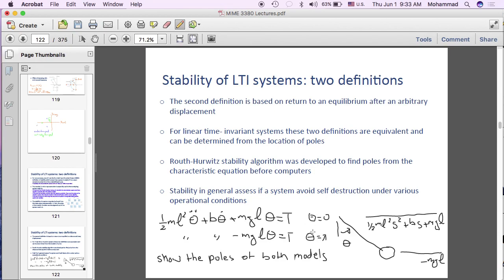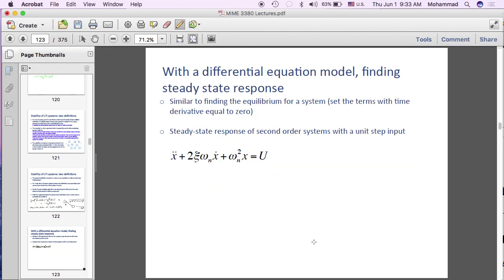So stable, unstable. If we do the calculation correctly, for the unstable system we will find a pole that has a positive real part, and that's an indication of an unstable system. So that's what I'm asking you to do, and we can discuss it if you have any questions next time.